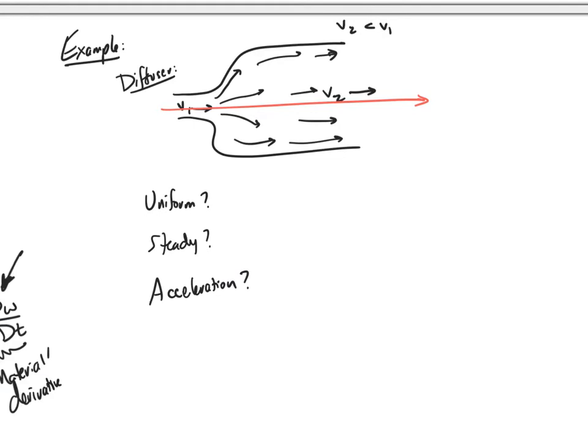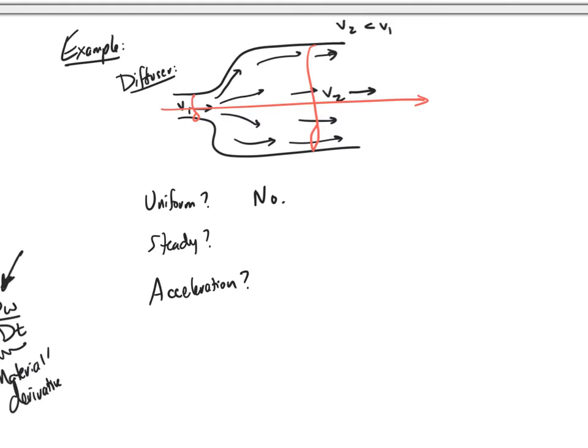Basically because the cross-sectional area of the diffuser changed. It went from small to large, so everything is going to slow down. So this is not uniform. So the answer is no, it's not uniform. Okay, what about steady? Is the flow in this thing steady?